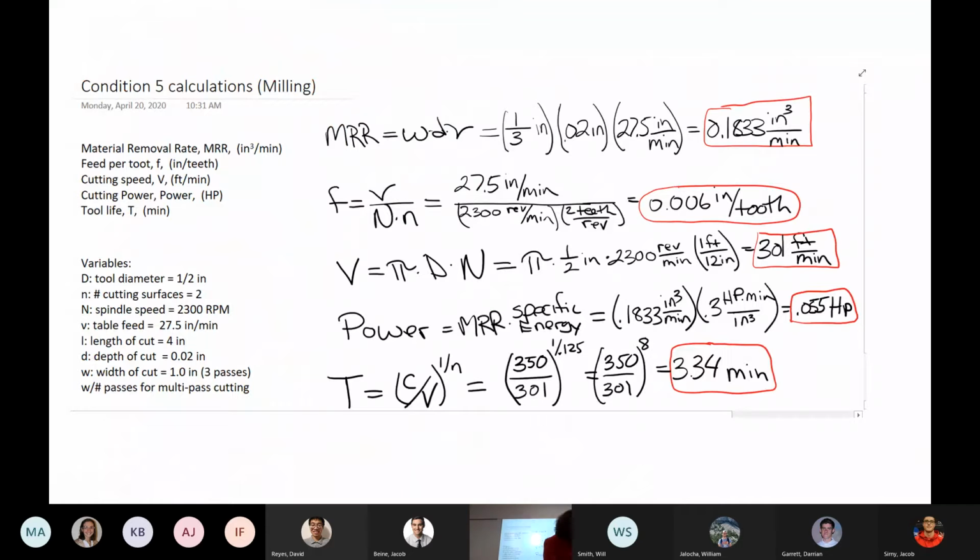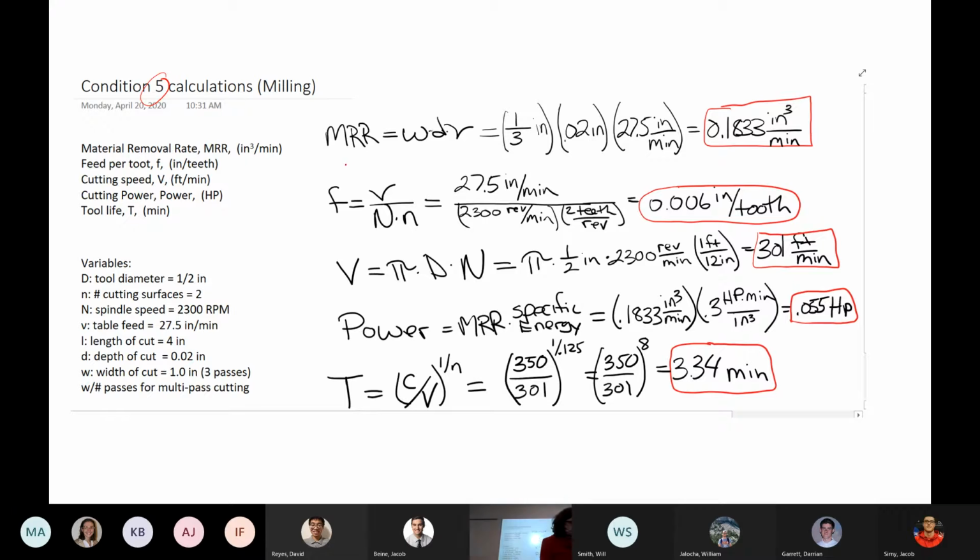Okay, so for condition 5, where we're looking at the half-inch tool, there's 2 cutting surfaces, table speed 27 inches per minute. I'm going to just leave this up a little bit. So for some of these, notice that our width of cut is 1 inch, but with a half-inch tool, we're going to make 3 passes.